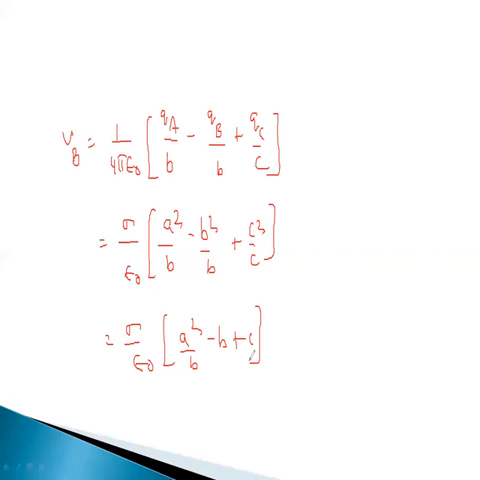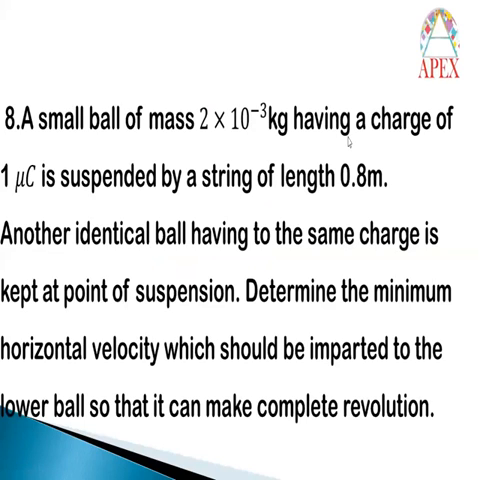And now question number 8. A small ball of mass 2 into 10 power minus 3 kg having a charge of 1 microcoulomb is suspended by a string of length 0.8 meters. Another identical ball having the same charge is kept at the point of suspension. Determine the minimum horizontal velocity which should be imparted to the lower ball so that it can make a complete revolution. This is just like circular motion, related to vertical circular motion.